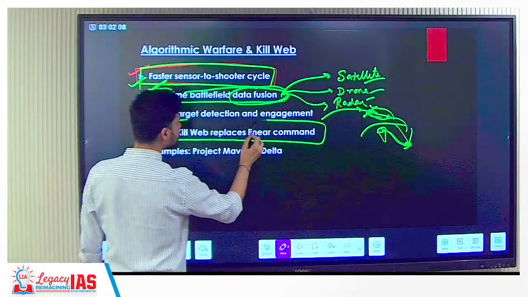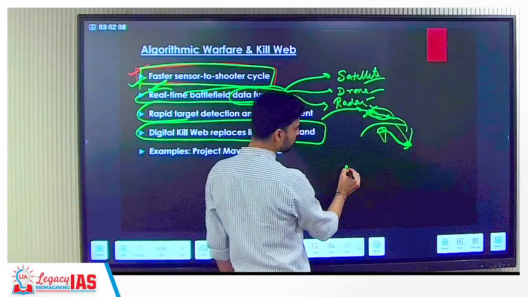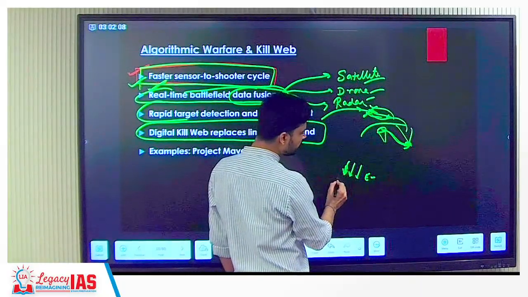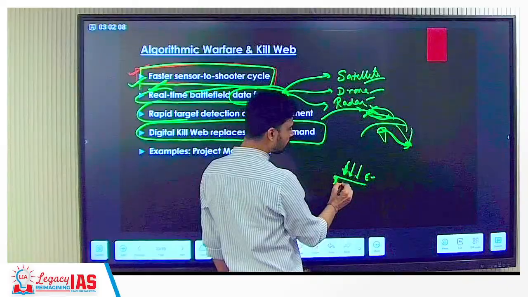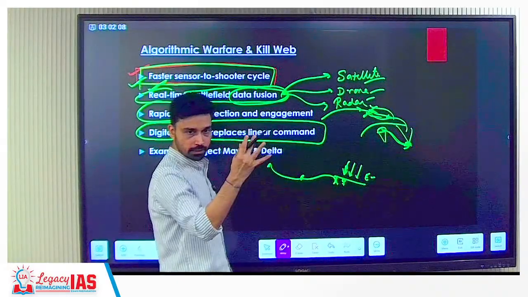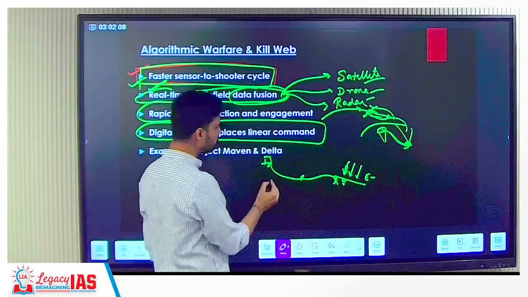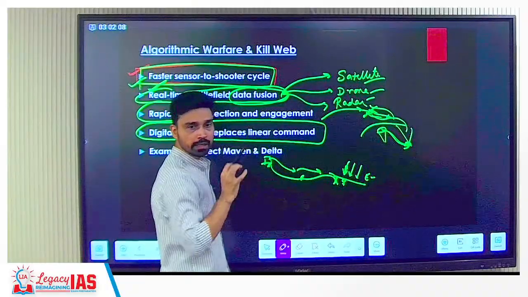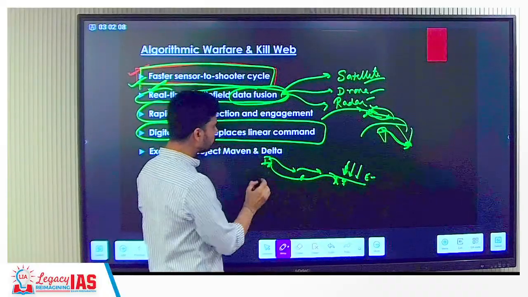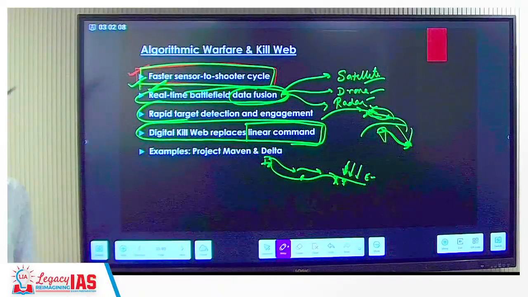The digital kill web has replaced the linear command. What it means is this: for example, an enemy tank is coming into your territory. How did the military generally work earlier? Whoever is the commander near the border would inform his superior officials. Superior officers might inform the higher-ups. Higher-ups would take the whole situation into consideration. They'll talk with the politicians if required. Based on that, they would say what needs to be done: whether you have to attack, whether to give them a warning, whether you have to retreat. So this is an example of which kind of command? Linear command, from junior level to senior level to higher senior level, and back.